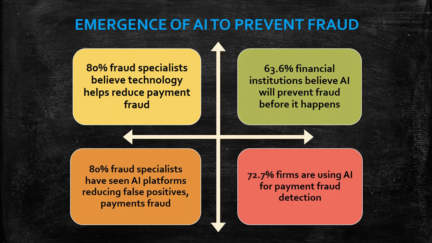So there should always be a trade-off between false positives and false negatives. 72.7% of firms are using AI for payment fraud detection. Fraud specialists are people who are specialized in tackling frauds, same as ethical hacking. Ethical hackers are the best hackers in the world.